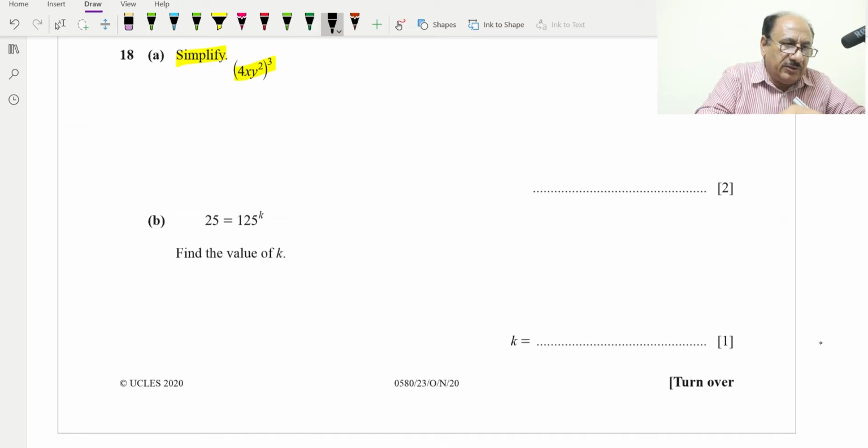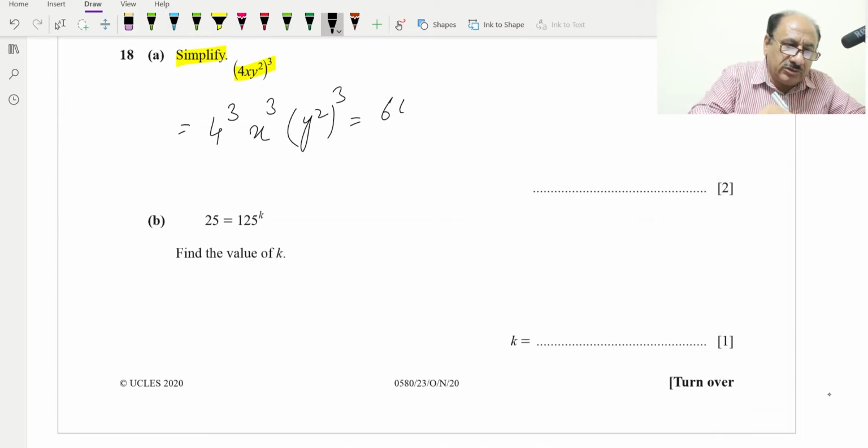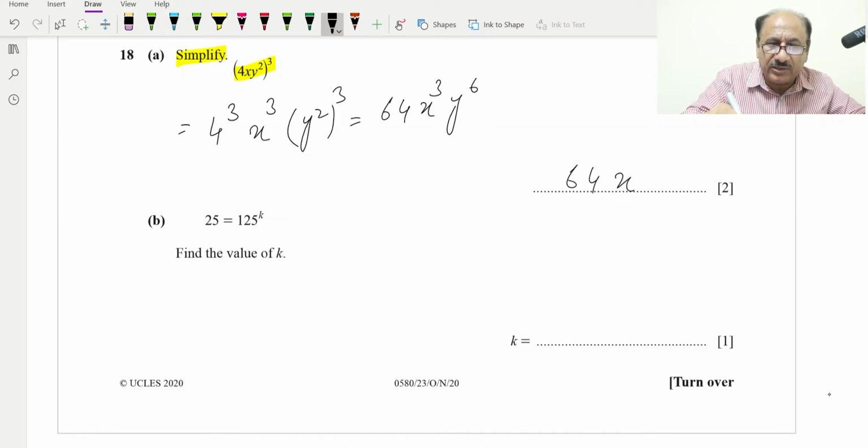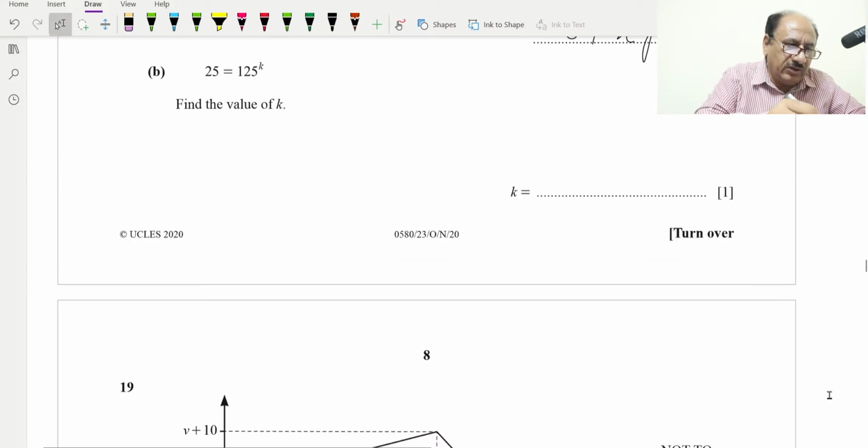Question number 18, we have to simplify this given expression, so we can take separate parts. Basically, this will be 4 raised to the power 3. So we can write separately 4 raised to the power 3, x raised to the power 3, and y squared raised to the power 3. And 4 cubed will be equal to 64. So 64x cubed, y raised to 2 into 3 will be 6. This will be our final answer: 64x cubed y to the 6.